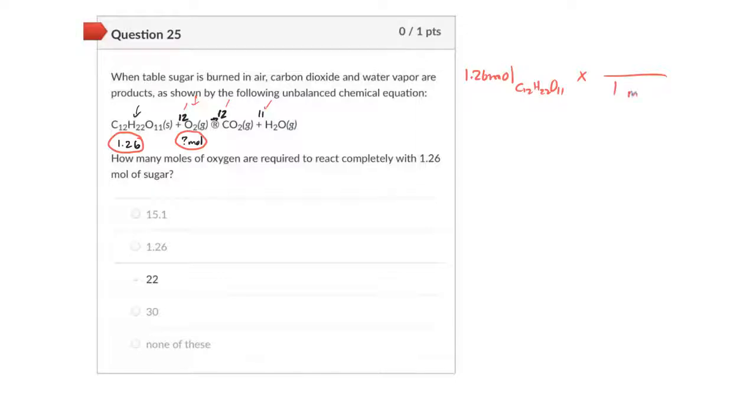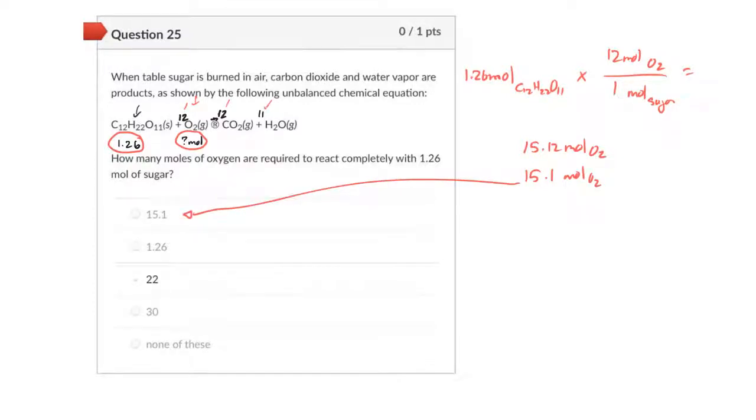So the moles of sugar will go on the bottom. I'm just going to write sugar. And then I have 12 moles of oxygen on the top. So I just have to take the 1.26 and times it by 12. Let me try that on the calculator. 1.26 times 12, 15.12. 15.12 moles of oxygen. Sig figs, I got 3, so it'd be 15.1 moles of oxygen.